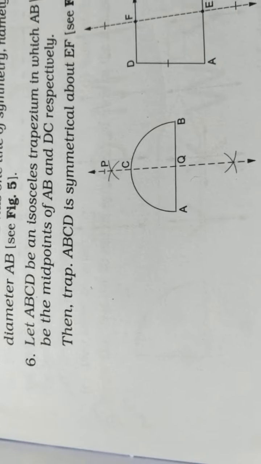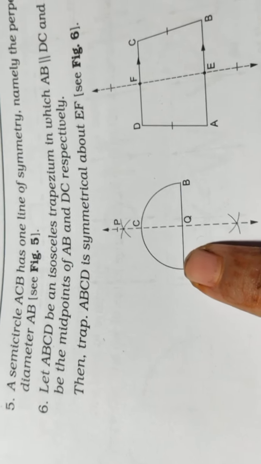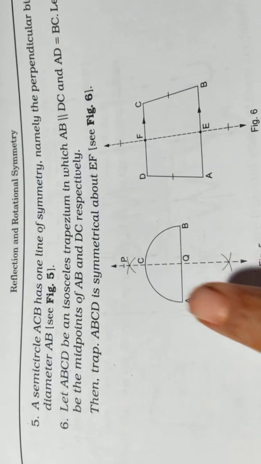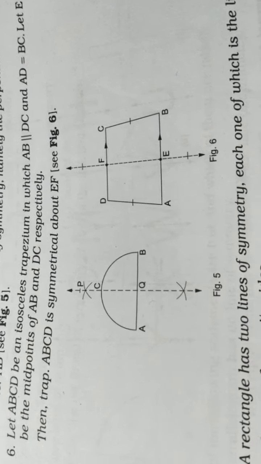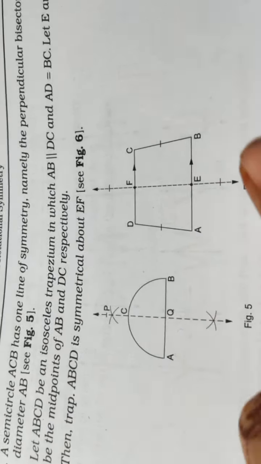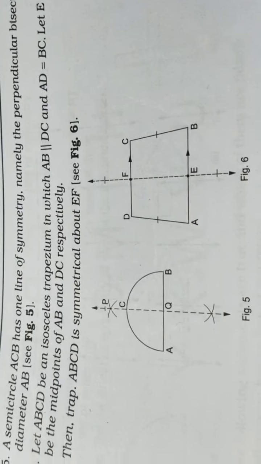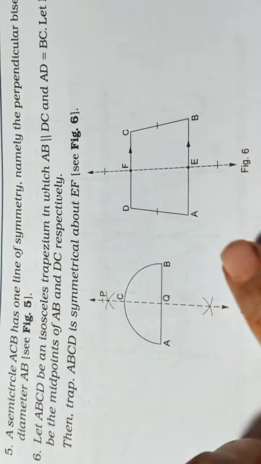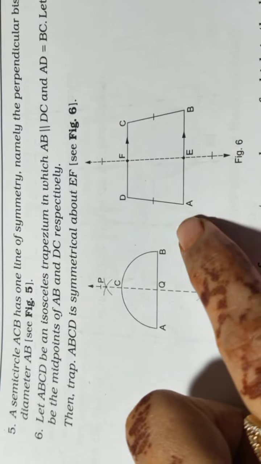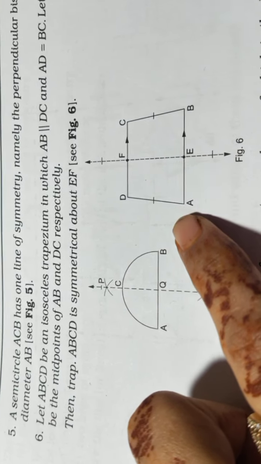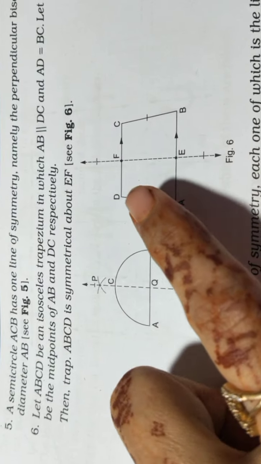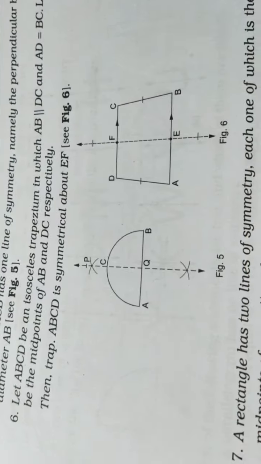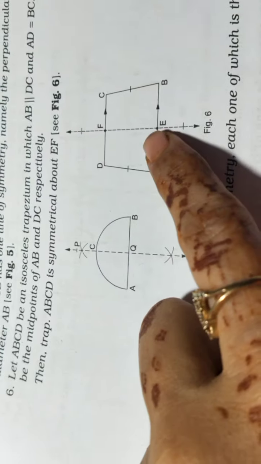A semicircle is symmetrical about the perpendicular bisector of diameter AB, done in standard 6 also. ABCD is an isosceles trapezium in which AB is parallel to DC and AD is equal to BC. Non-parallel sides are equal, then it is an isosceles trapezium. In this we have E and F, the midpoints of AB and DC respectively. Then trapezium ABCD is symmetrical about EF.